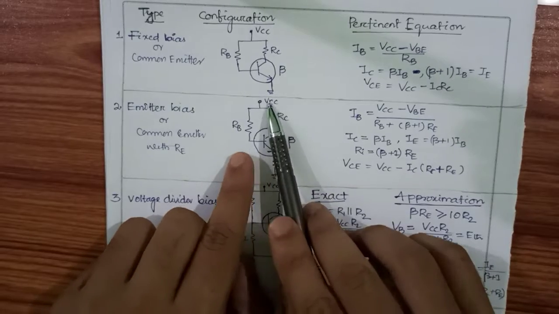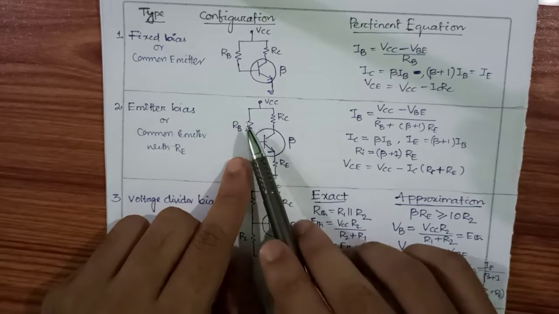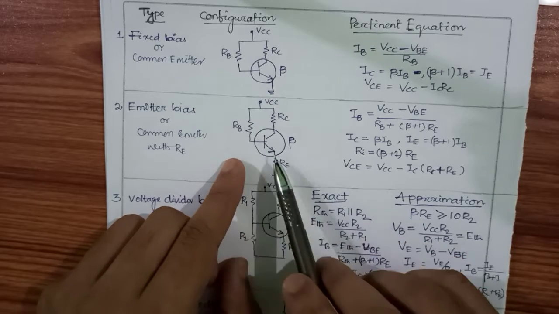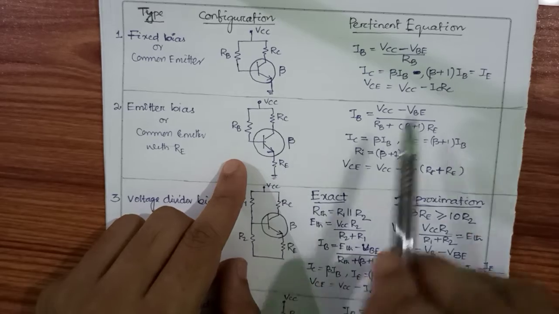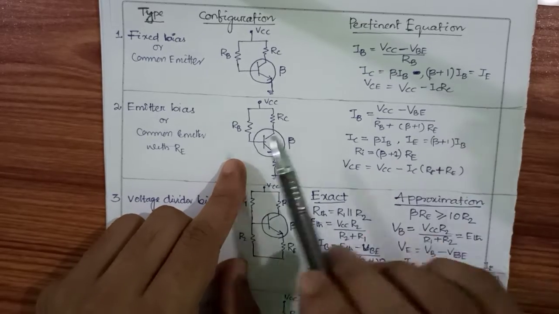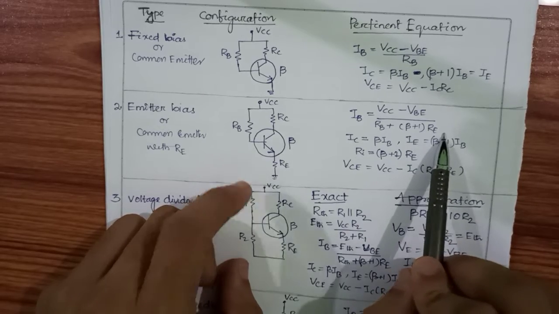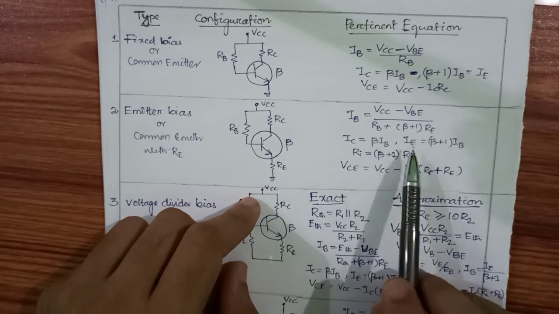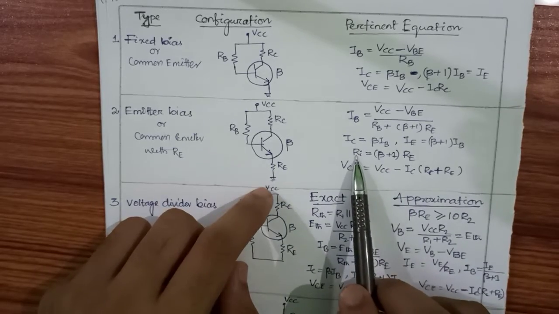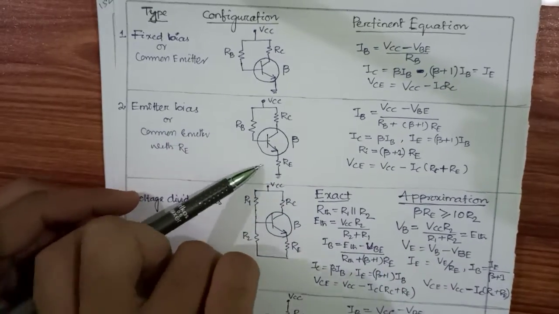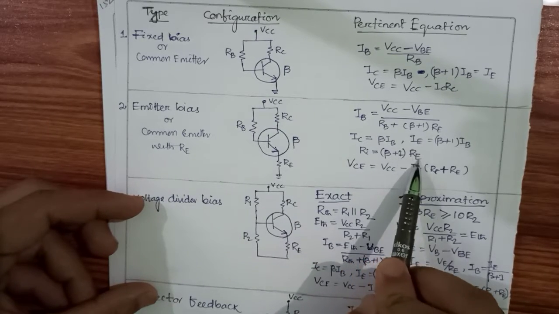Here IB is nothing but VCC minus the drop between B and E, divided by the total resistance, which is RB plus (beta plus 1) RE, because the current through the emitter is (beta plus 1) times IB. Since we are writing in terms of IB, a (beta plus 1) term is multiplied with RE. Then we will find the value of IC, then IE, then VCE. The input resistance seen from this side, across the resistor RE, is nothing but (beta plus 1) times RE.